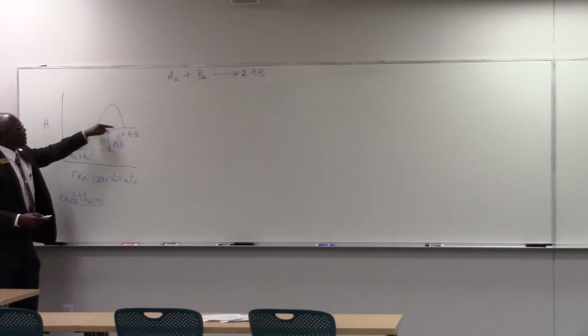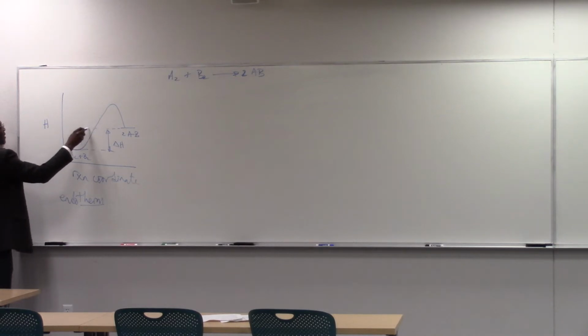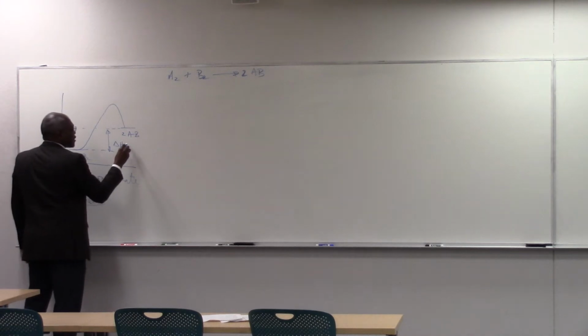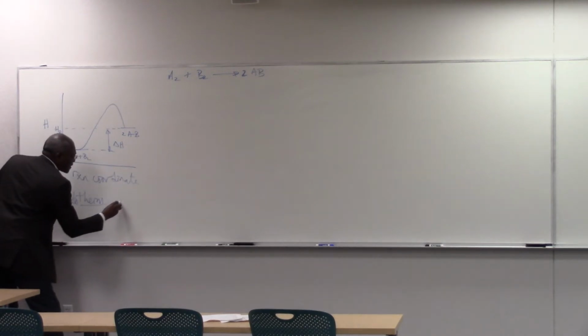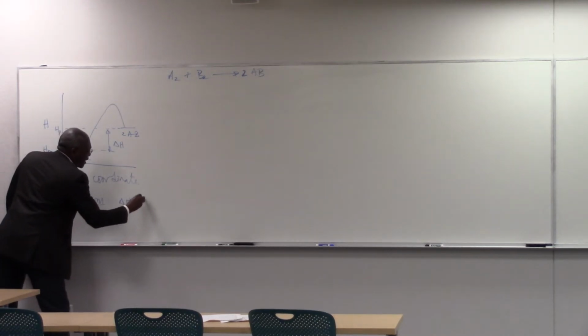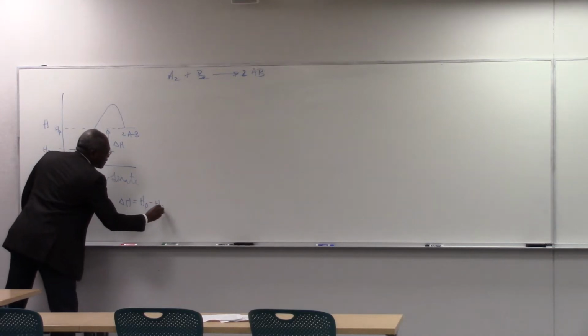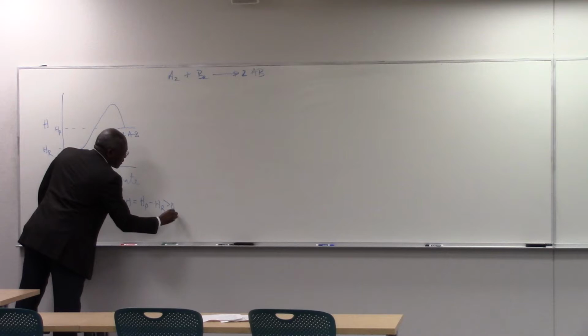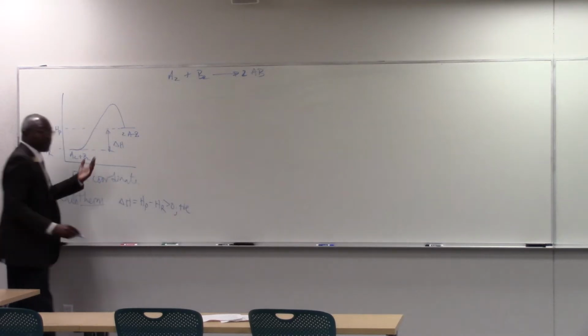Since the enthalpy of the product here is a larger number than the enthalpy of the reactant, here delta H, which is equal to HP minus HR, is going to be greater than 0, right? In other words, it's positive. So this is an endotherm.